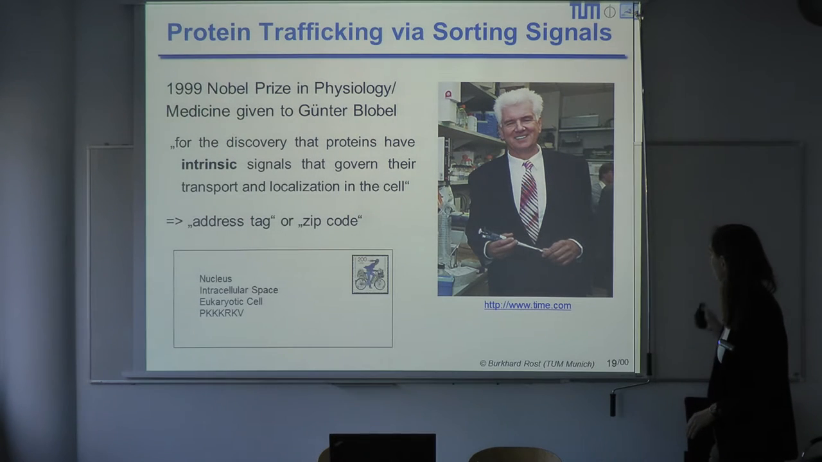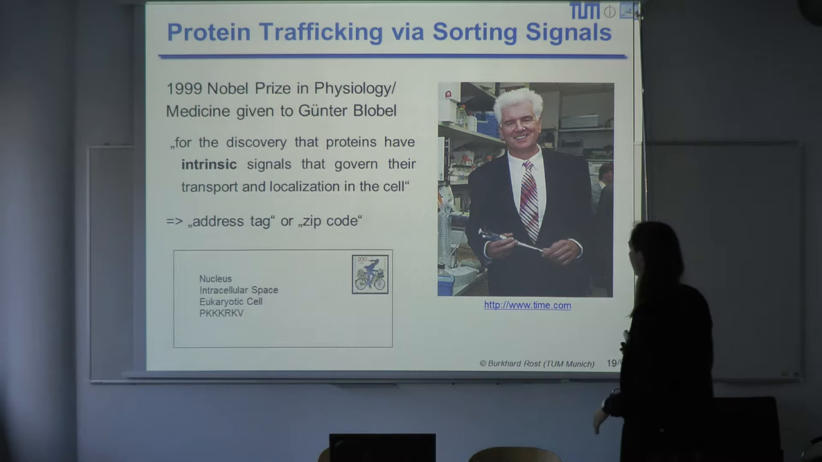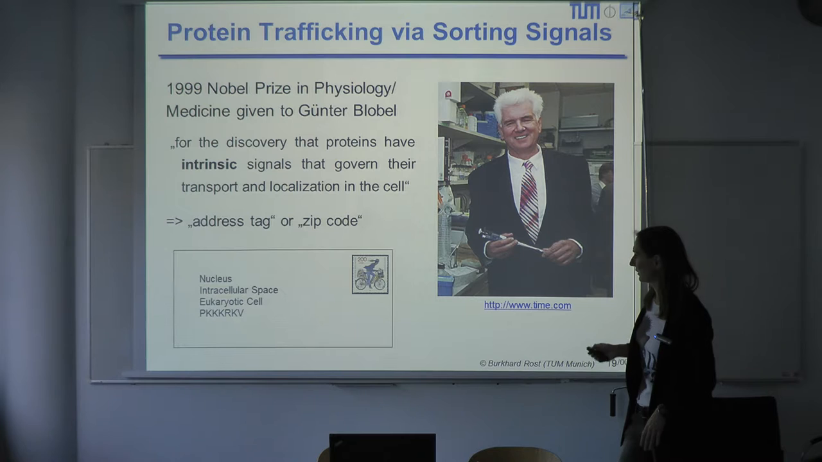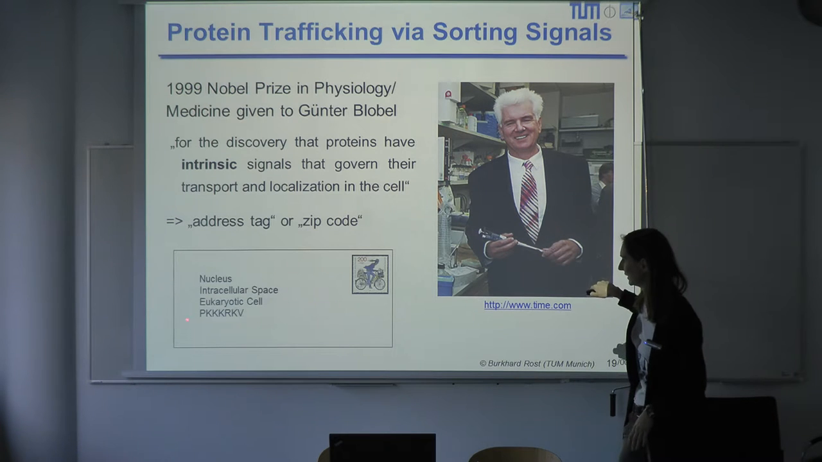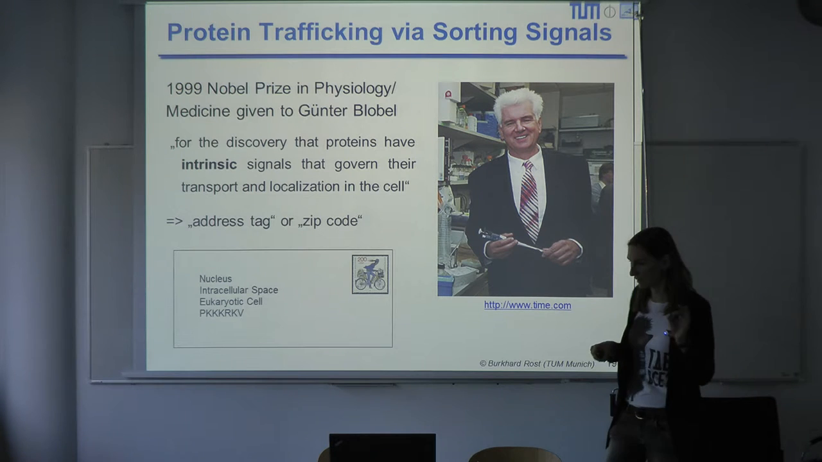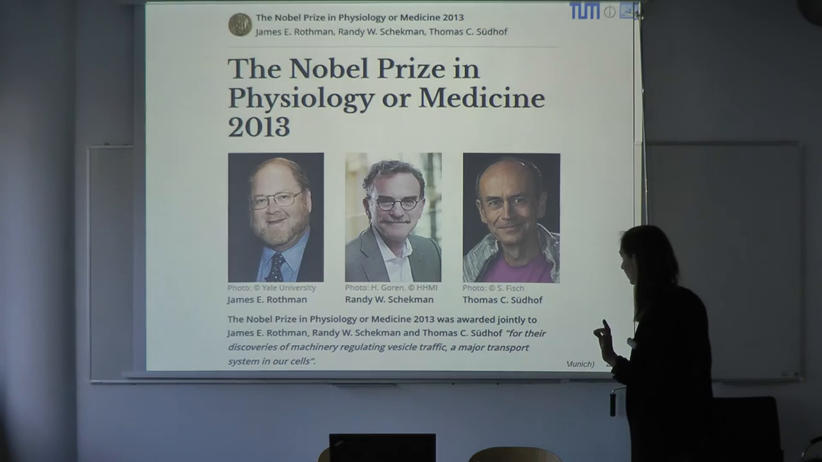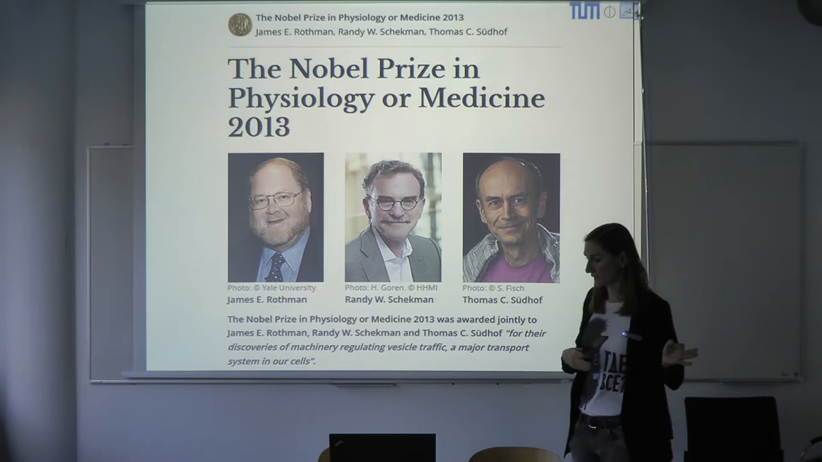Now, this professor, his name is Günter Blobel from Rockefeller University in New York, Burkert knows him. He got a Nobel Prize for saying that localization signals are actually zip codes of our cells. So the signal tells the cell exactly that it goes into the cell, actually more concretely into the intracellular space, and more specifically to the nucleus. So they're really very specific, like zip codes. So that was a Nobel Prize in 1999.